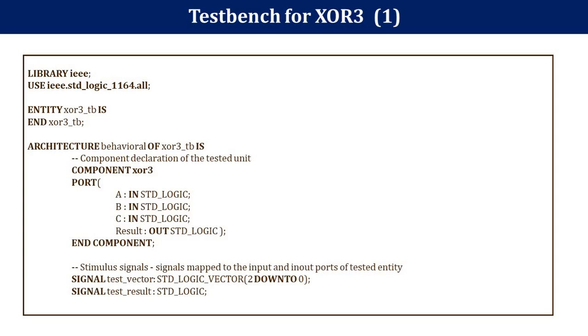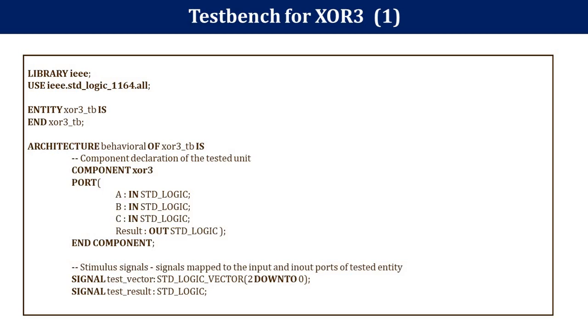After that, here you have to declare the signals which are going to map your input and output ports. These are the interconnecting signals. Signal test_vector colon std_logic_vector 2 down to 0. Here we have declared the test vector as a 3-bit signal. This is used to provide the input to every bit of the XOR gate.